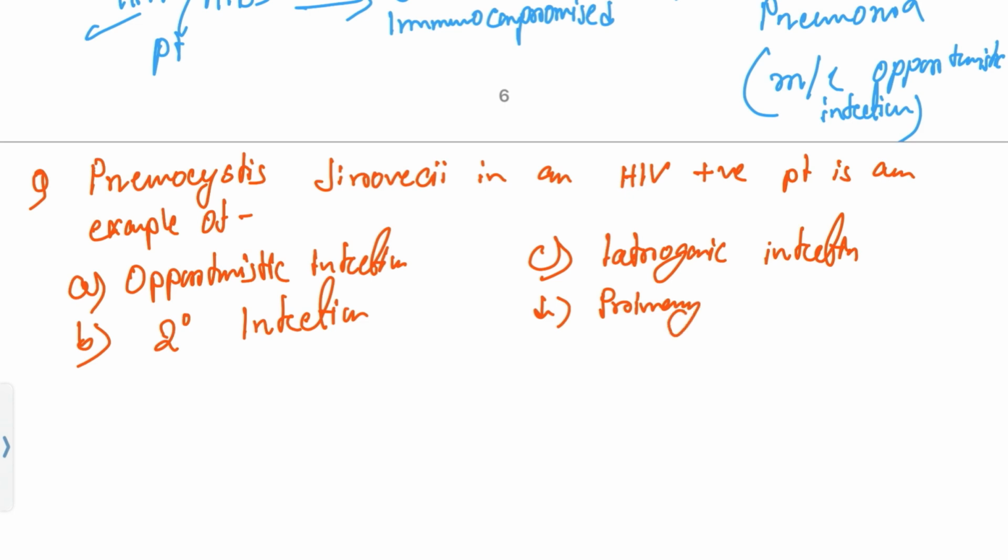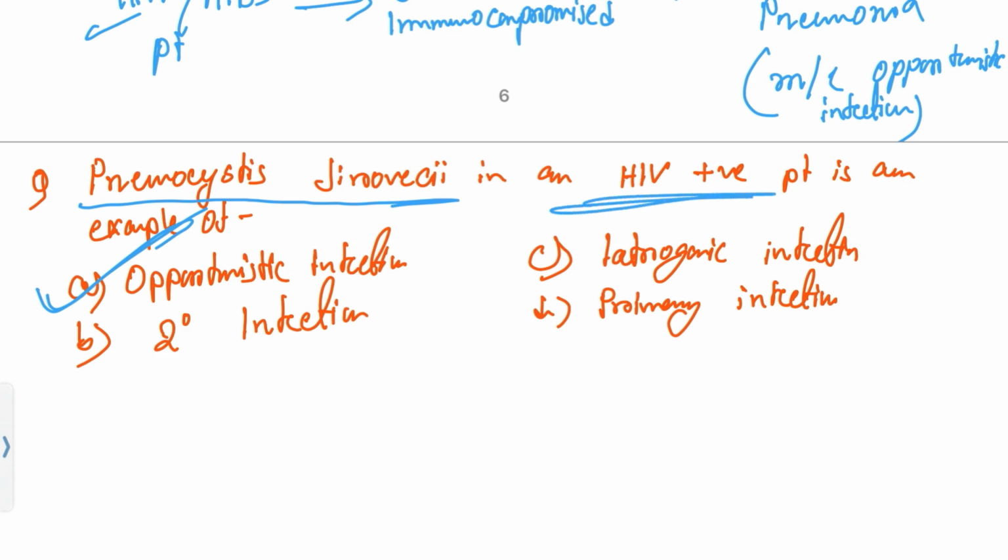As you haven't studied iatrogenic infection yet, you don't think about that answer. So what will be your answer according to the previous concept? The answer will be opportunistic infection. Pneumocystis jirovecii is another most common opportunistic infection that occurs in HIV/AIDS patients due to the immunocompromised state, because they are severely immune compromised.